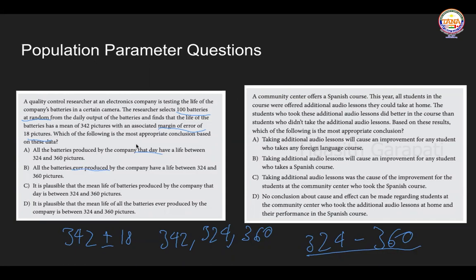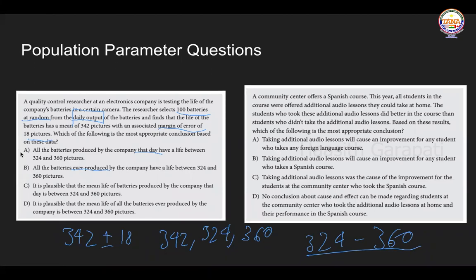Remember in the passage, they said that the researcher selects 100 batteries at random from the daily output of a battery. So he only did it on one day. The trick with these questions is to be as specific as possible, where if they make any sort of generalizations or they go above the scope, that means it's usually not a good answer. Nowhere in the passage did they say that they tested these values on multiple days. They only tested it on one day. Therefore, we're only allowed to talk about that one day.